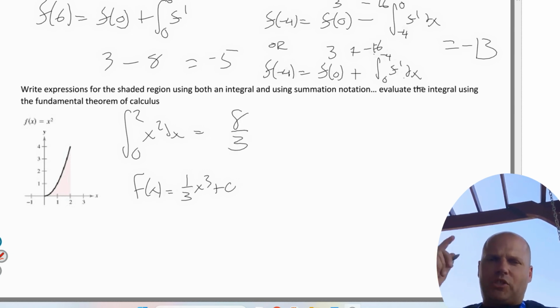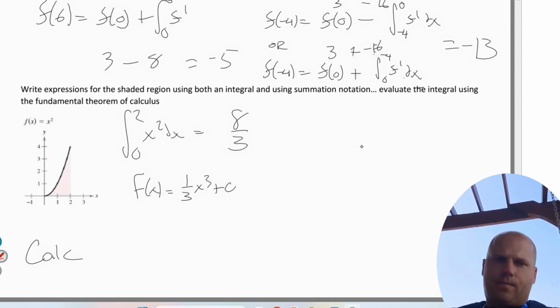Cool. But what your calculator does is an advanced type of Riemann sum. When they add up y's times x distances.